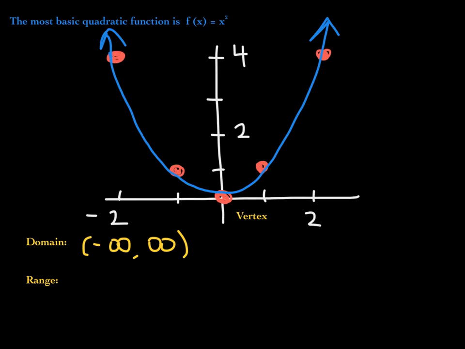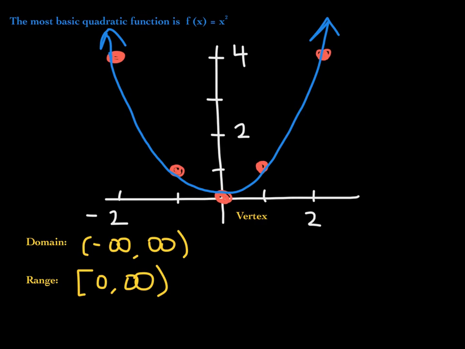Your range is a set of your y values, and that's read from bottom to top. The lowest y value is 0, and then there is no highest y value. It keeps on going up forever. So then it goes from 0 to positive infinity. It never stops rising. I have a bracket on 0 right here because 0 is actually located on the curve. It's one of your y values.